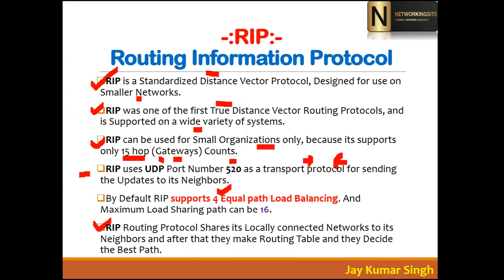Now, the RIP routing protocol shares its locally connected networks with its neighbor. Once the neighbor gets the details of the received routing information, it will create its own routing table and communication will start.